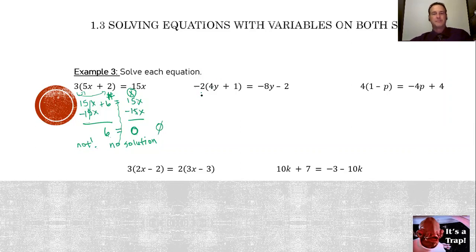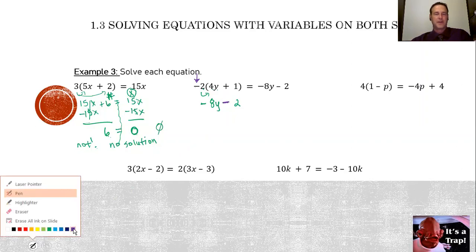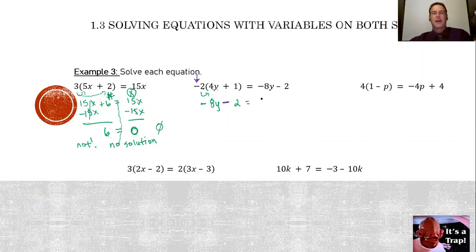Let's do it again. -2 times 4y is -8y. Remember that this next piece is typically the most missed piece. -2 times 1, yeah, we're going to get a 2 there. But remember that this sign will change from addition to subtraction when you have this fancy negative out front, and you are distributing that through. Okay. And then on the right side here, we got -8y minus 2.